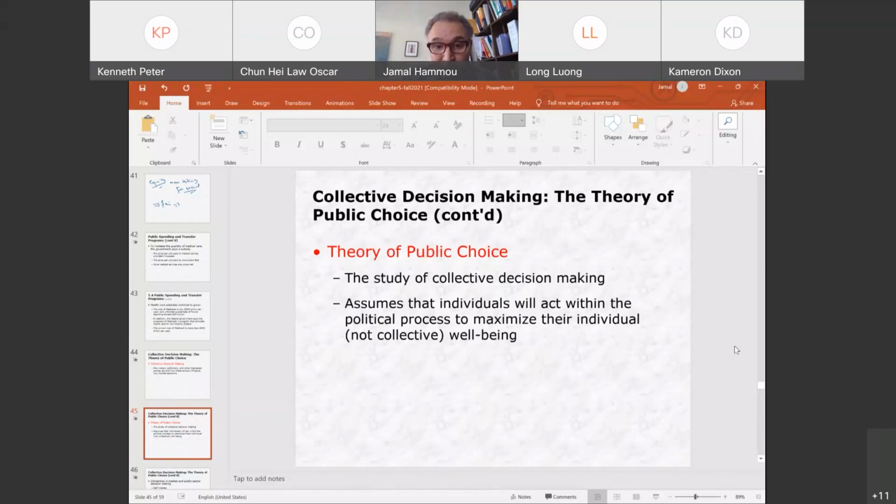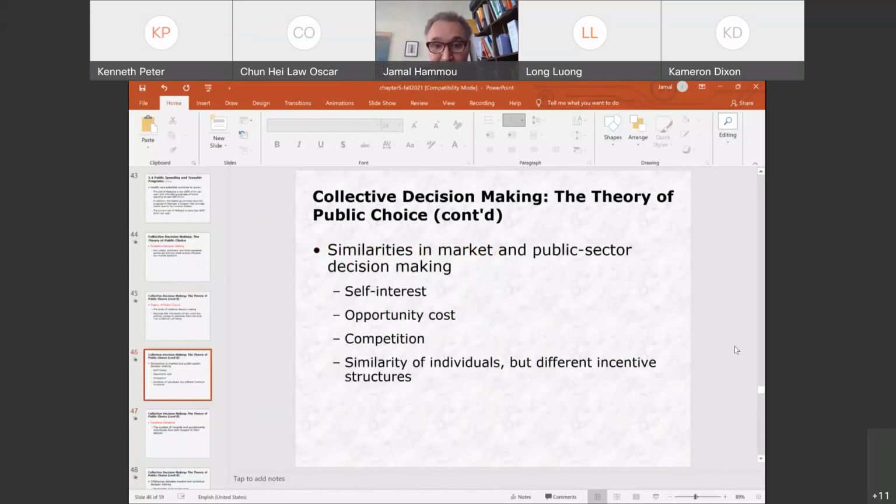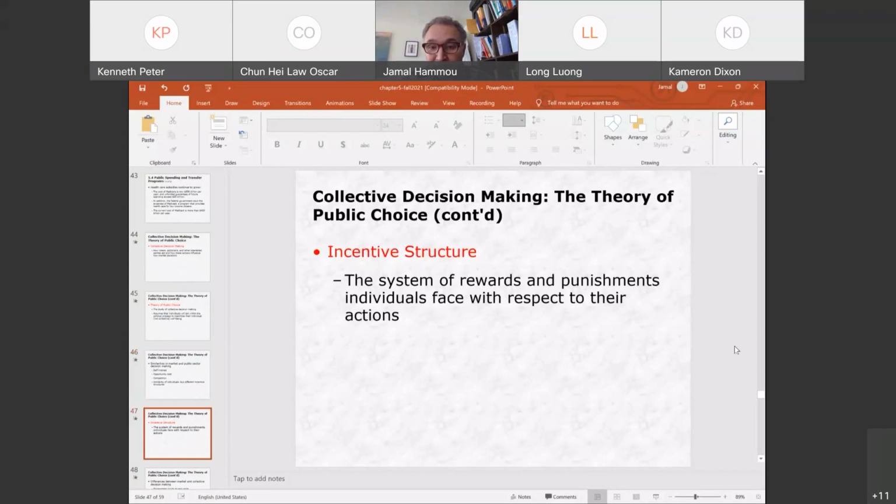So the same things apply. You have self-interest, every decision has an opportunity cost, and you have competition of ideas. It's the same as buying a bottle of water. The difference is the incentive structure. It's not the same. The system of reward and punishment in the public sector is different.